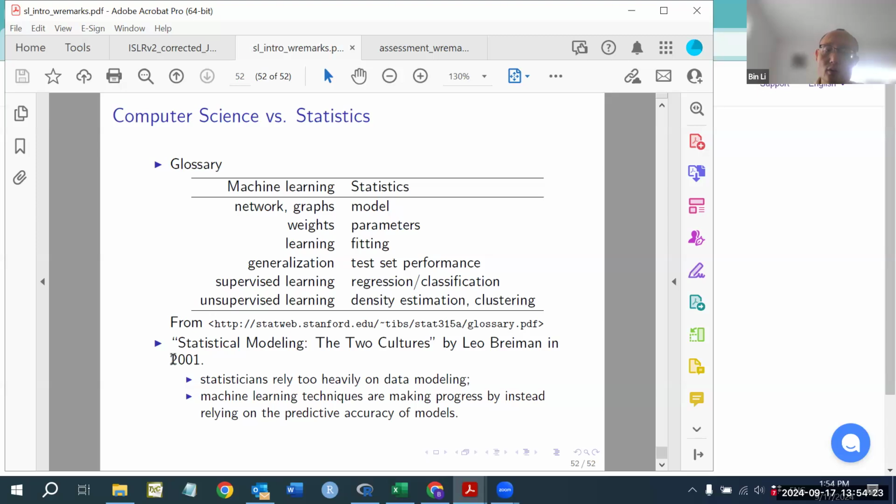Okay, so read that paper. This paper is not technical at all, but very interesting. So it's very fun to read. Okay, so read it. You can download it. Just search for it online and you can easily find it.